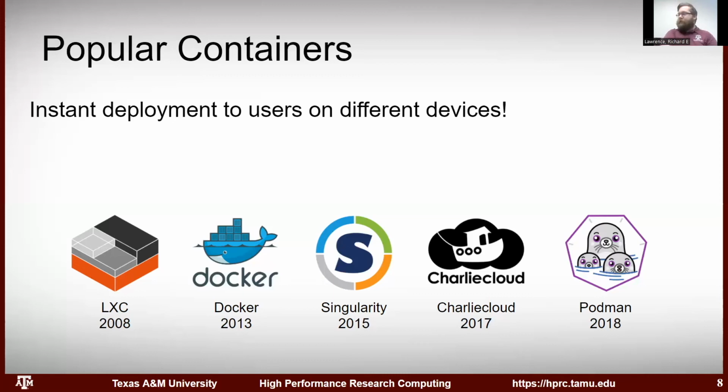Here are some more recent container runtimes. Singularity in 2015, Charlie Cloud 2017, Podman 2018. So these ones were developed to try to overcome the weaknesses that are in the Docker runtime.